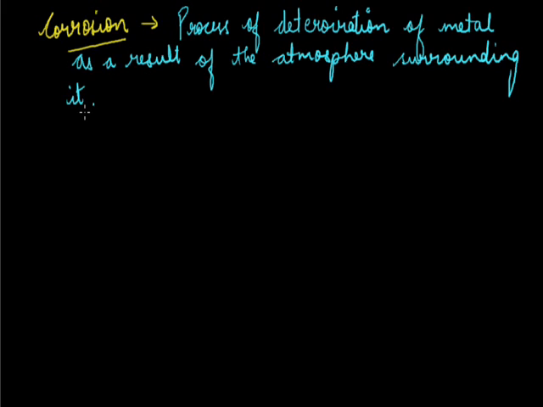Similarly, other metals also corrode. We'll see some examples, then we'll come to know easily. Corrosion of iron is termed as rusting.